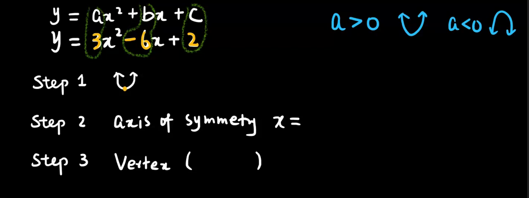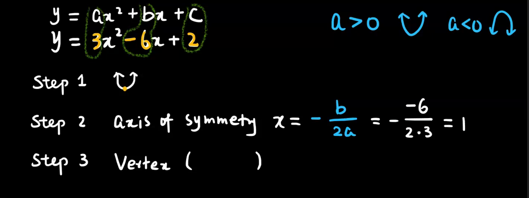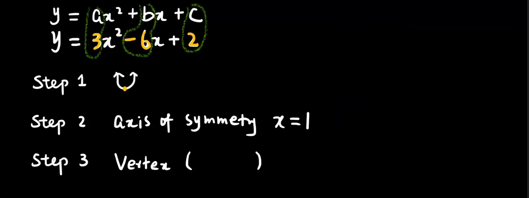Now, step 2, we're going to find the axis of symmetry. Remember, the axis of symmetry is x equals negative b over 2a. Let us substitute. Negative b is negative 6, 2 times a is 3. Negative and negative give us positive 6 over 2 times 3, that is 1. So the axis of symmetry is x equals 1. Once we find the axis of symmetry, we can put down 1 right here.